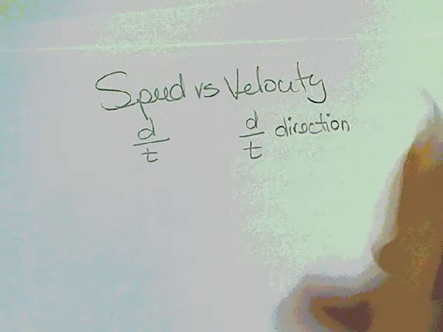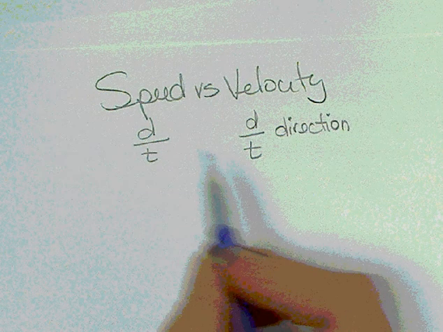As you can tell, these formulas are just the same. Sometimes you might see speed equals distance over time, and sometimes you might see velocity equals distance over time, but then you'd add the direction to it if it is given.